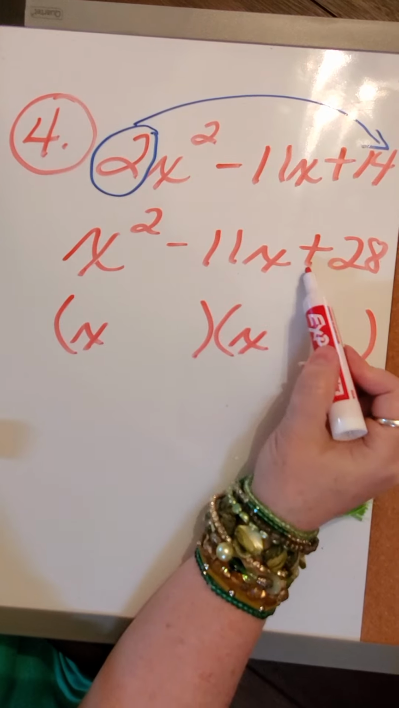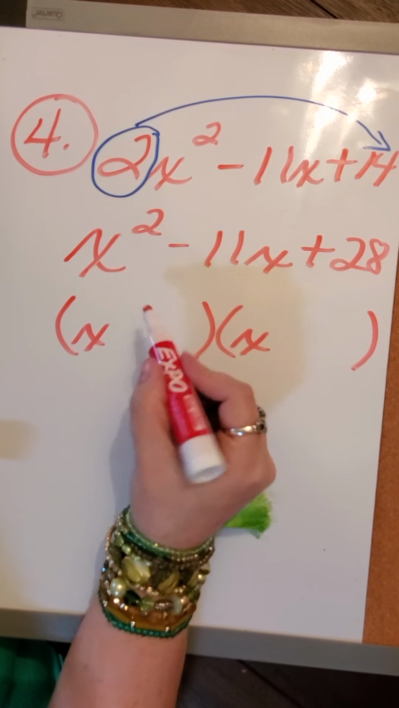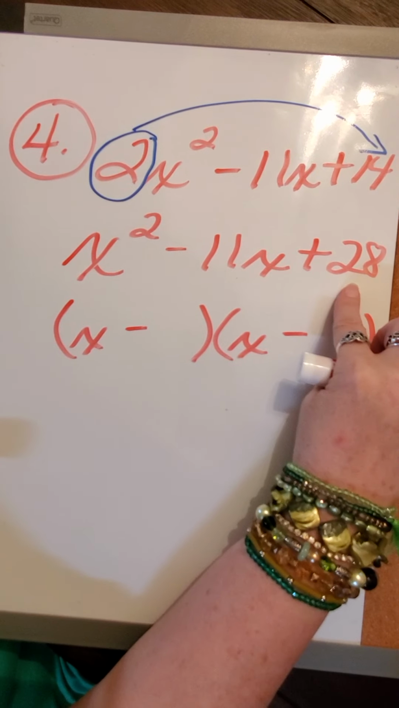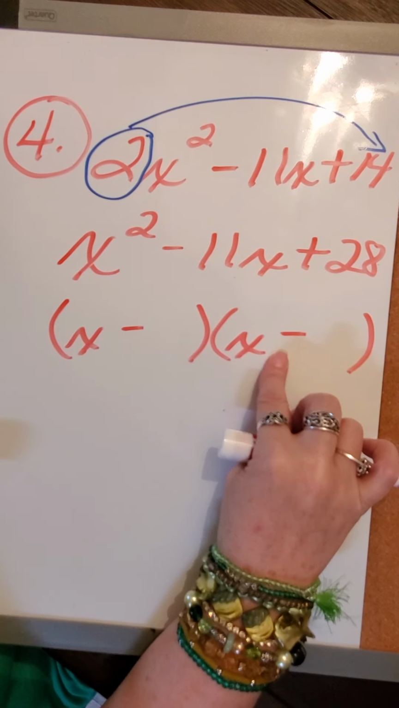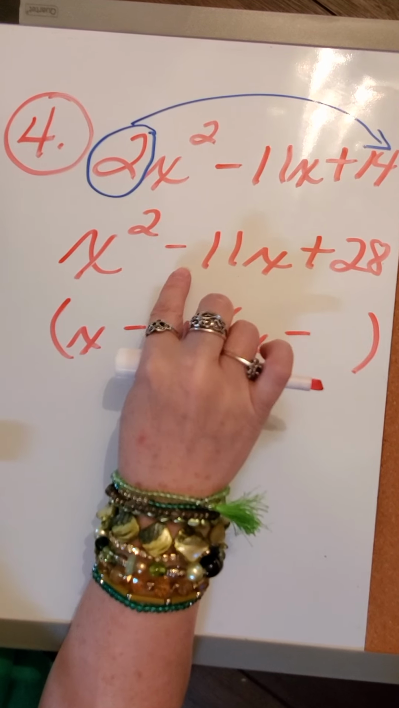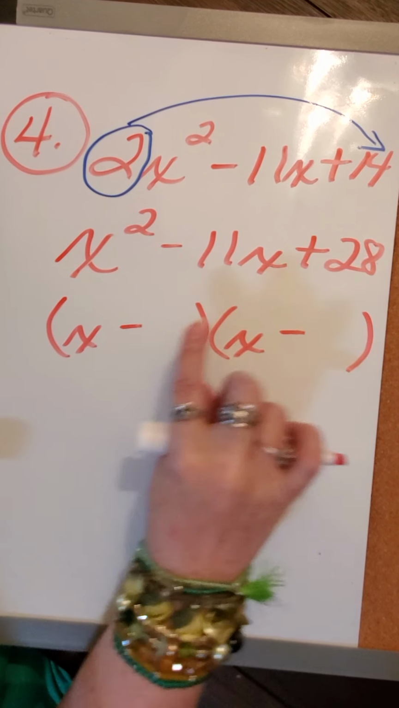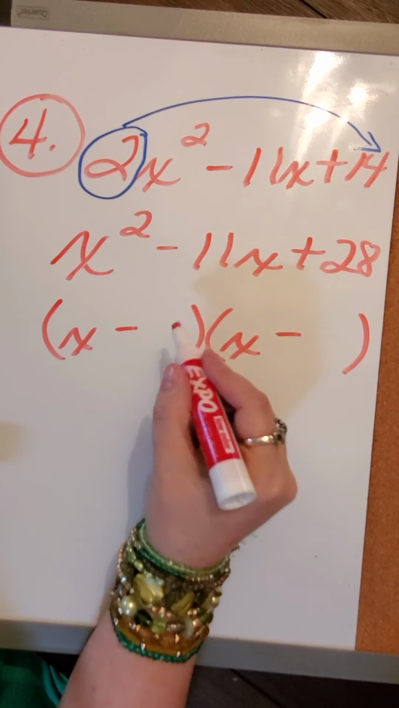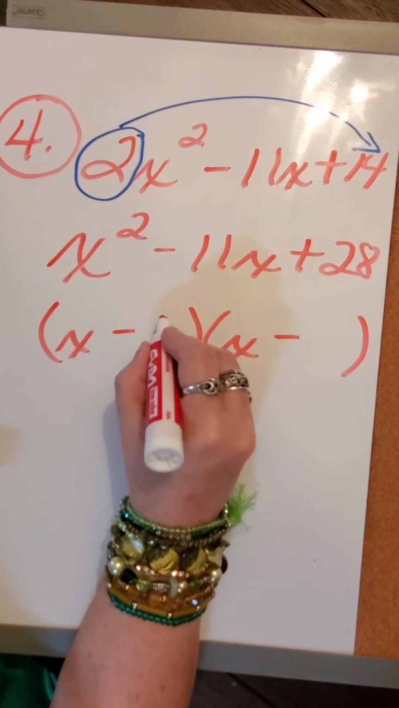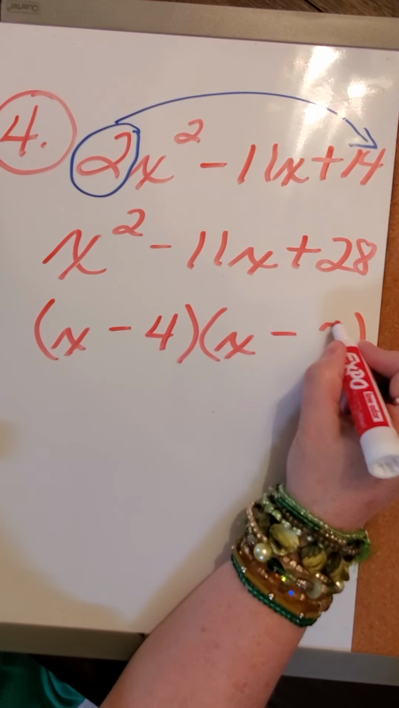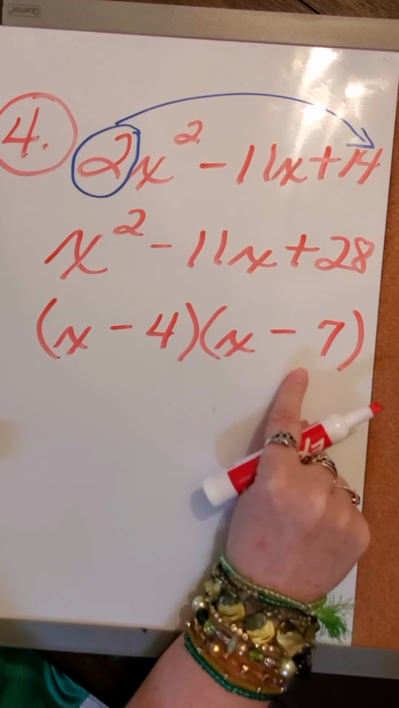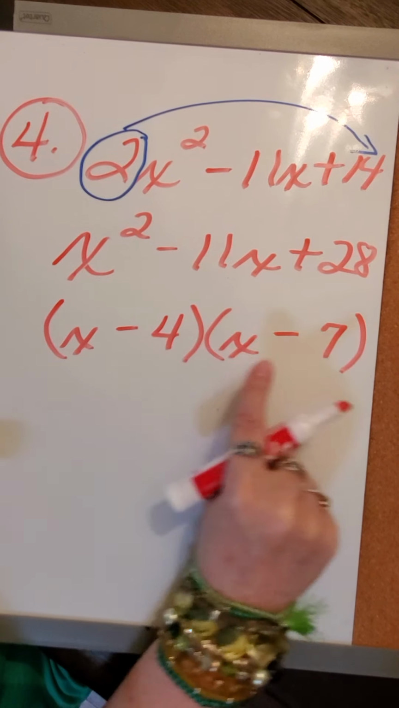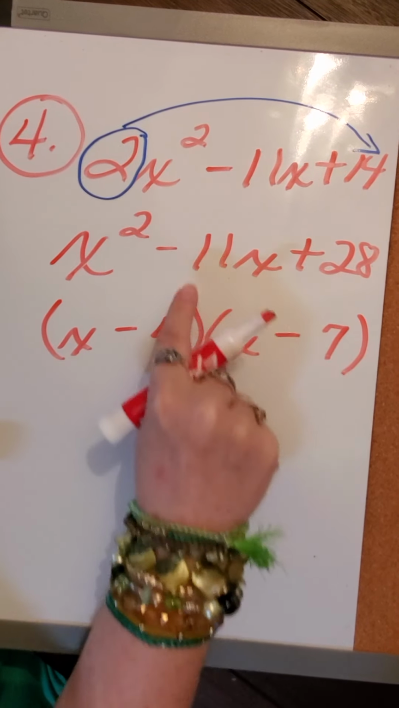Okay, now if this is positive and this is negative, that means these are both going to be negative numbers, because a negative times a negative would give me a positive, and a negative plus another negative would give me a negative. So what two numbers multiply to give you 28 and add to give you negative 11? It would be negative 4 and negative 7, because negative 4 times negative 7 is positive 28, and negative 4 plus negative 7 is negative 11.